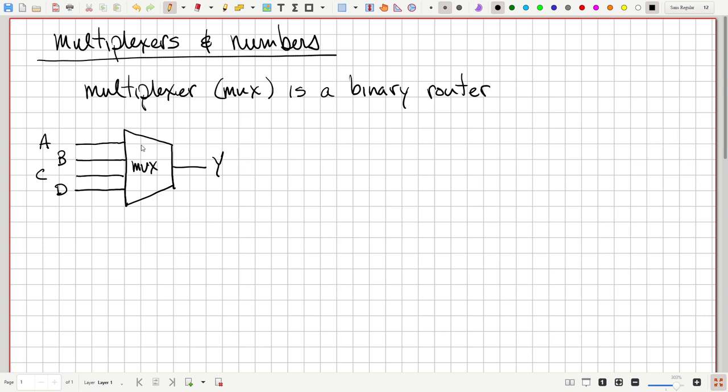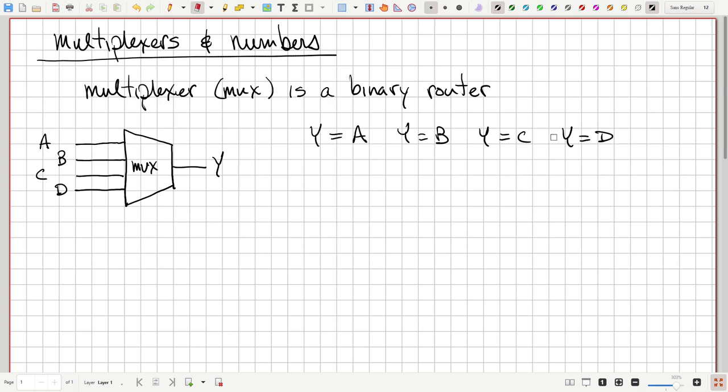What this thing is going to do is direct one of these inputs to the output. So we could have Y equal to A. We could direct A to the output Y, or we could have Y equal to B, or Y equal to C, or Y equal to D.